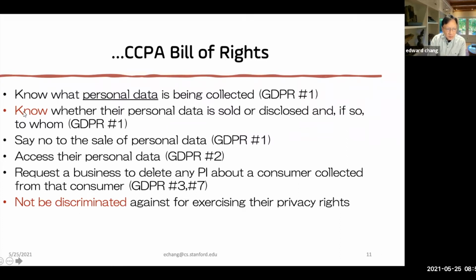The first here is to know whether their personal data is sold or disclosed, and if so, to whom. GDPR didn't say that specifically, but CCPA is saying, well, if your data has been sold, you have to tell the owner explicitly. And this is probably because of a few problems that happened in the past years, and I have some examples to show you shortly. And the final one is a little bit dicey. It's called not to be discriminated against.